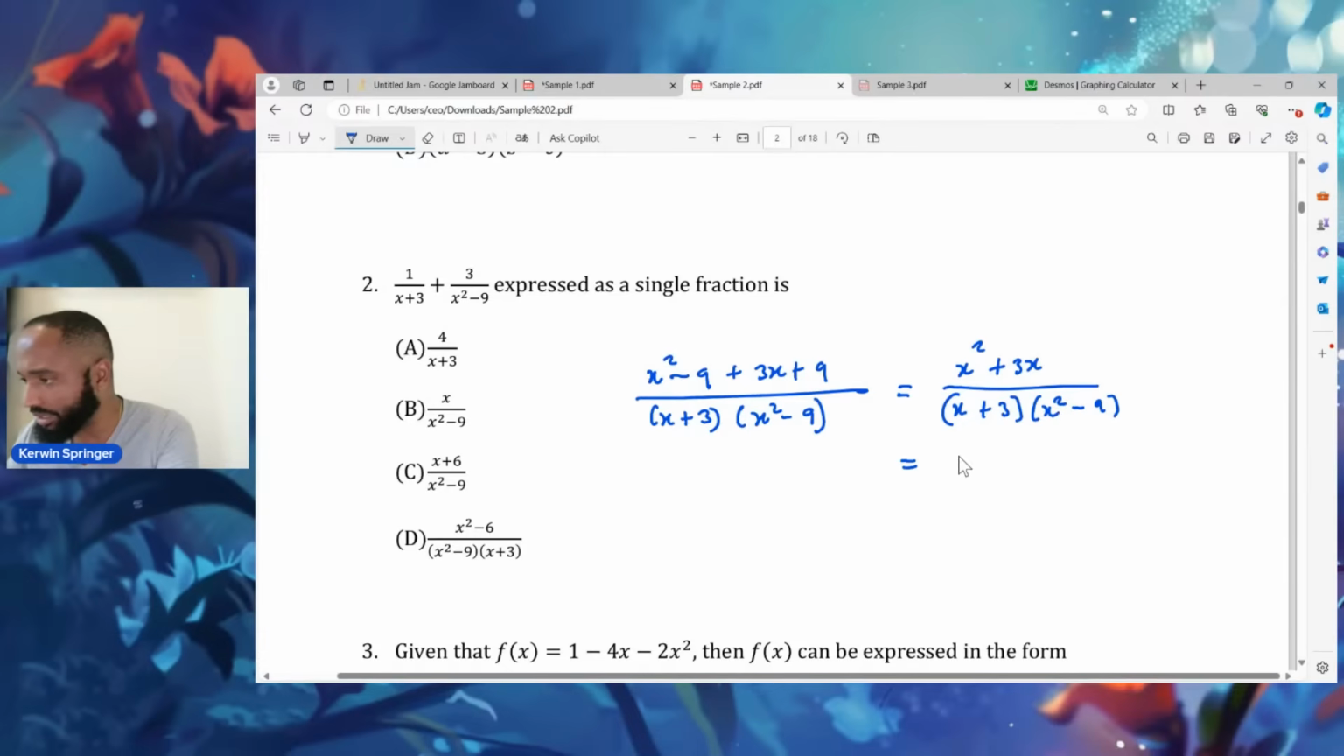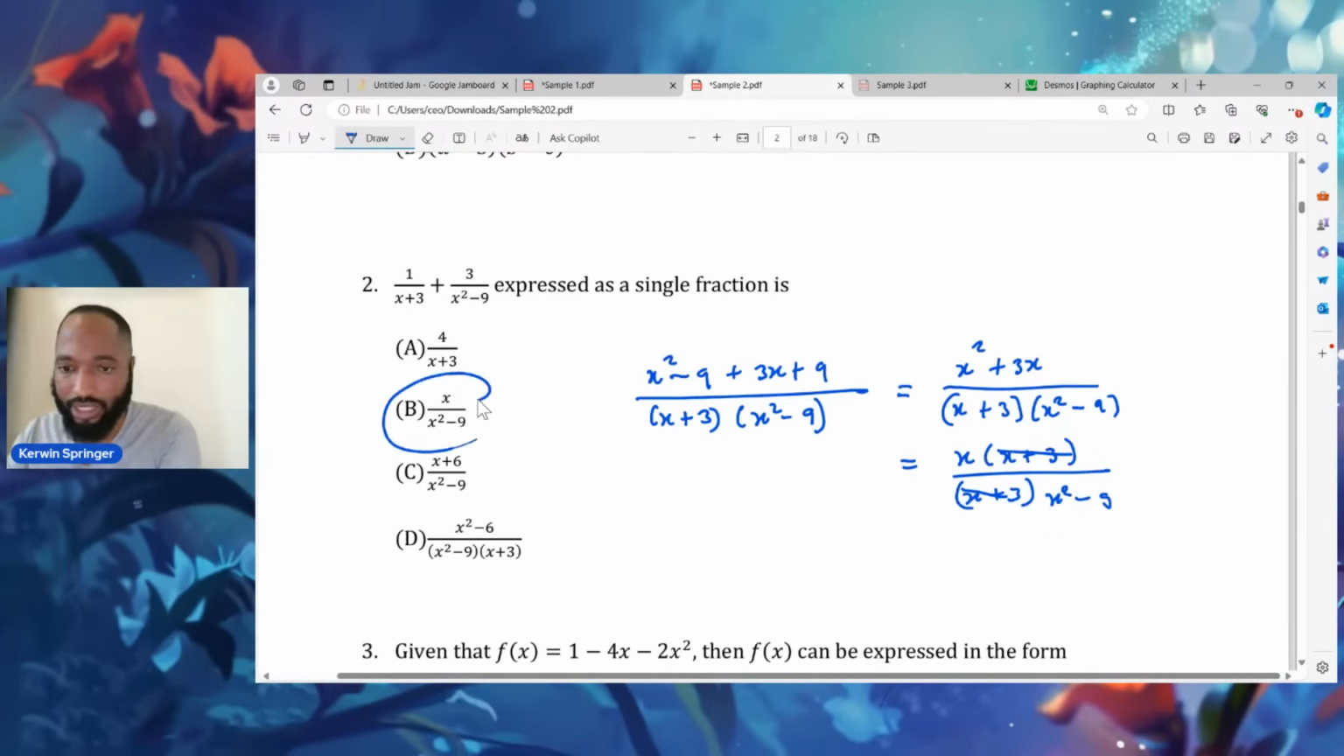So what I'm saying is that you could factorize out x, you get x plus 3, going to cancel out with this x plus 3 here. So you get x over x squared minus 9. So the answer is B. Yeah. Sweet.